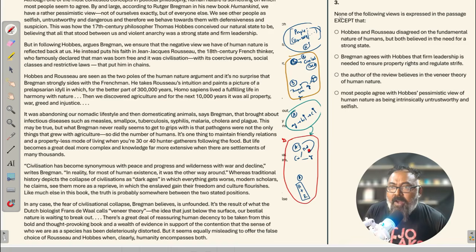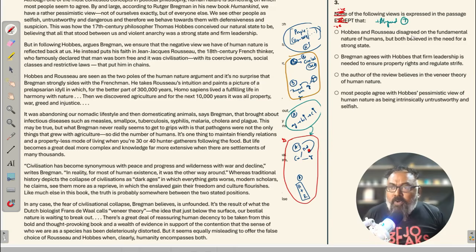Okay. None of the following views are expressed in the passage except. So now we'll have to do some maths, and we'll deal with these kinds of questions later. But at this point in time, I'm just going to tell you the math. None is negative, except is negative. Negative times negative is positive. So eventually you're looking at what is aligned with the passage, or what is true based on the particular passage. Two negatives, eliminate, basically looking at the positive statement.